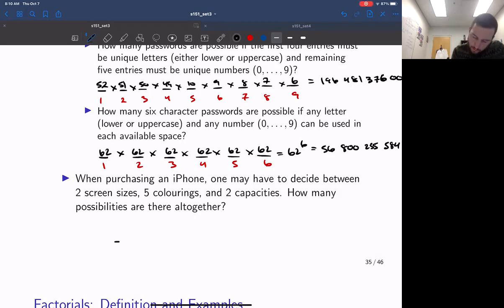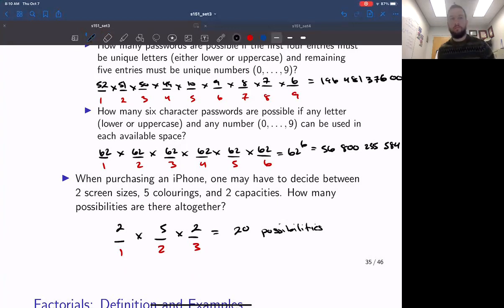Same idea again. So we can think of each of these options as being an action. So we have screen size, coloring, capacity. We have 2 screen sizes, 5 colorings, 2 capacities. That gives us 20 different possibilities. Which in a way seems kind of low when you think about how many iPhones there are out there, but it's obviously the case that there's a lot of people with the exact same phone.